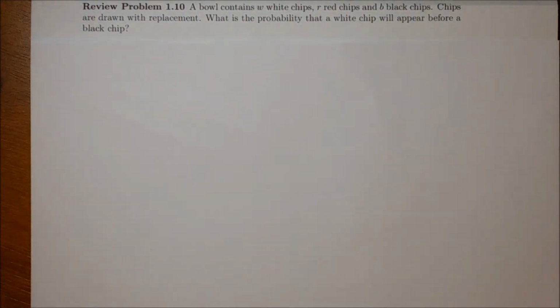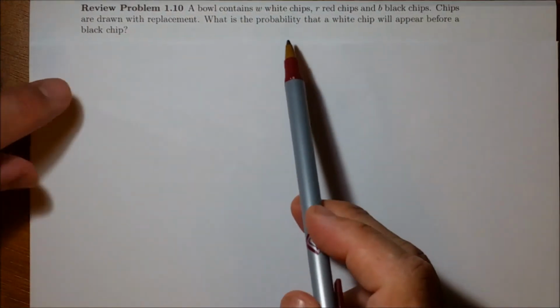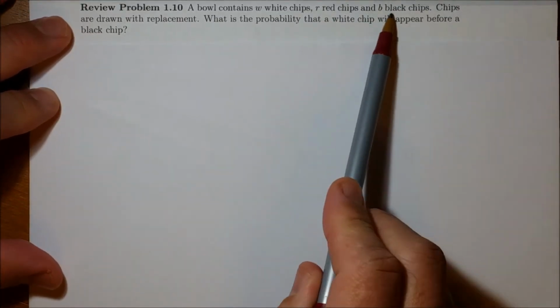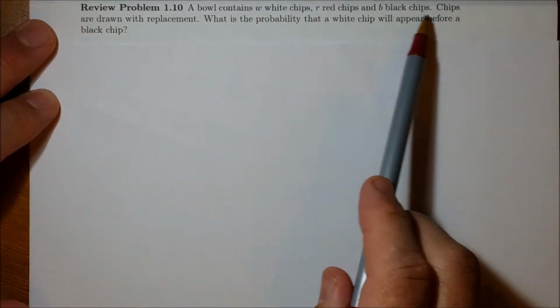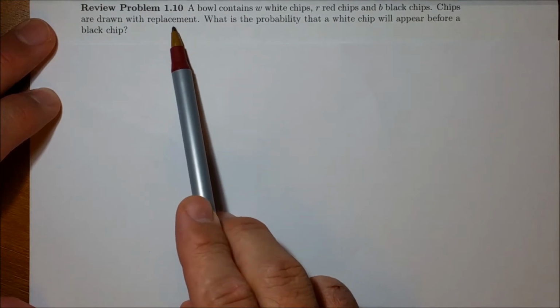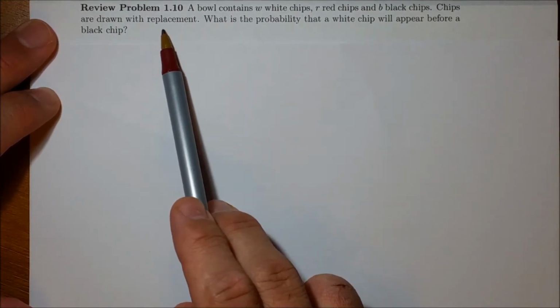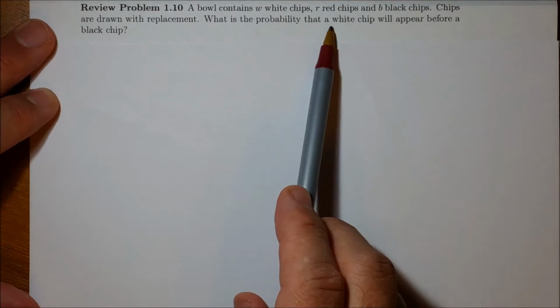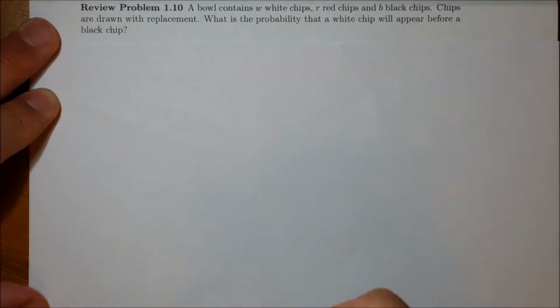Okay, so for this problem we have a bowl containing W white chips, R red chips, and B black chips. We pull chips out of this bowl with replacement, so they're drawn independently. What is the probability that a white chip appears before a black chip?